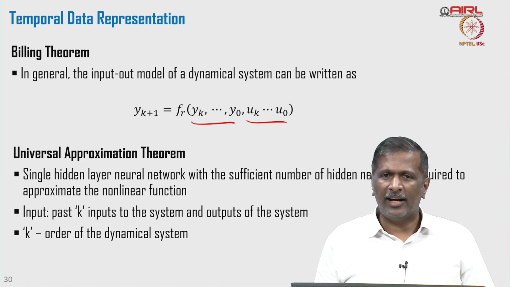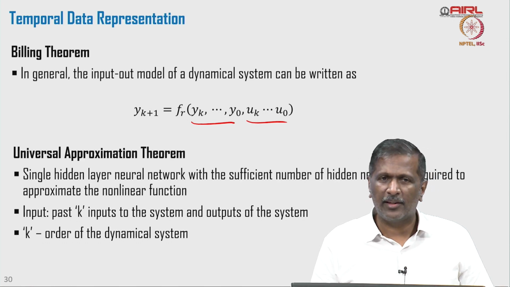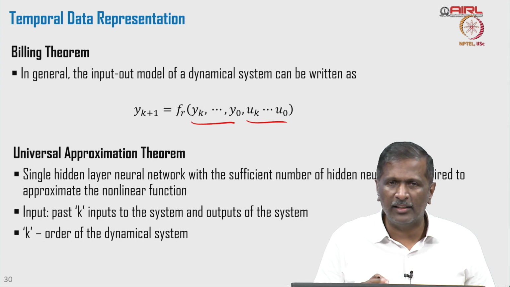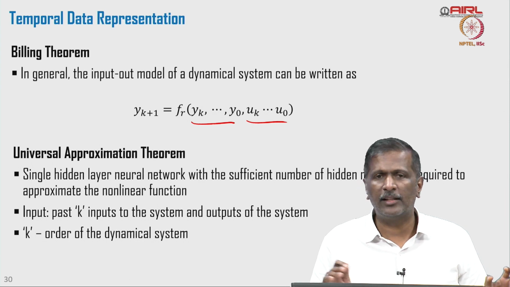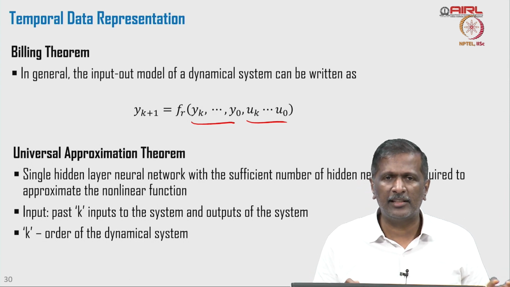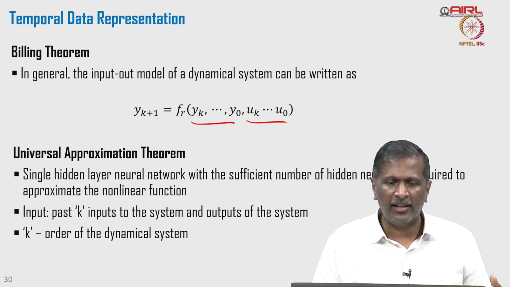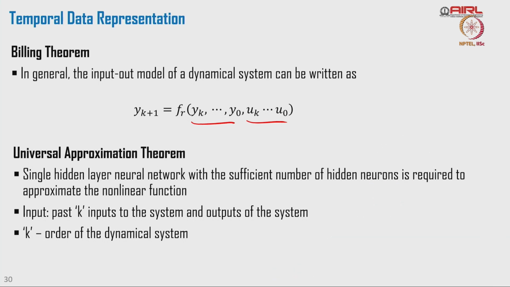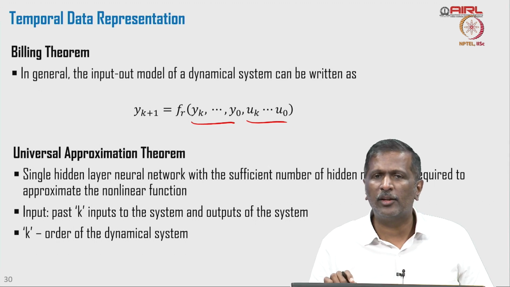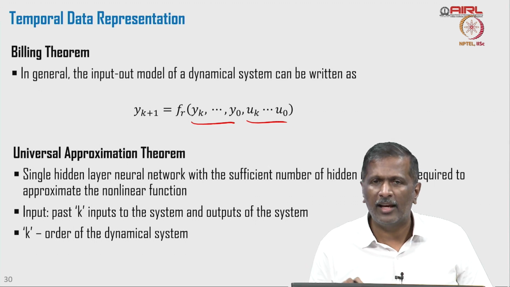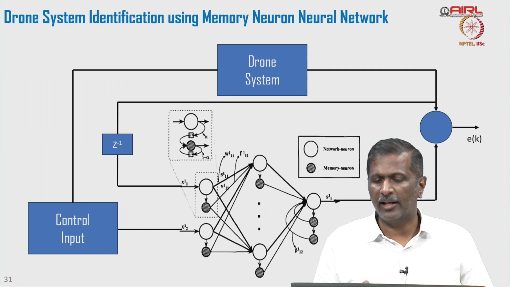Okay. And we also have the universal approximation theorem, which says any such nonlinear function, if it is smooth and continuous, can be represented by a single hidden layer network with k hidden neurons, so that the relationship can be approximated to an accuracy of epsilon, a small number. So, that we can do.